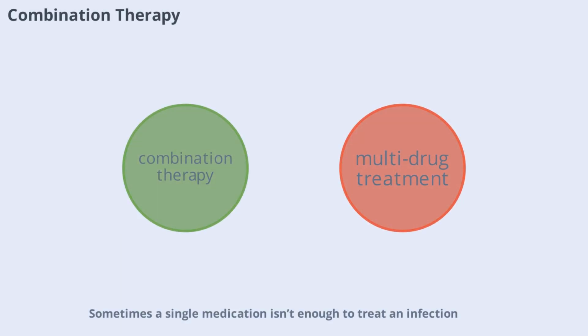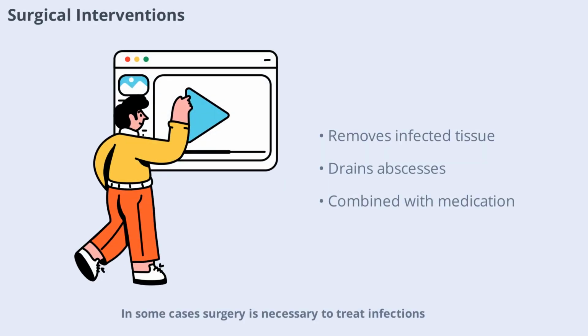Sometimes, a single medication isn't enough to treat an infection. Combination therapy involves using two or more drugs together to increase effectiveness, prevent resistance, or target different aspects of the infection. This approach is common in treating diseases like tuberculosis, HIV, and certain fungal infections. Combination therapy can be more complex but often leads to better outcomes, especially in difficult-to-treat cases. In some cases, surgery is necessary to treat infections.